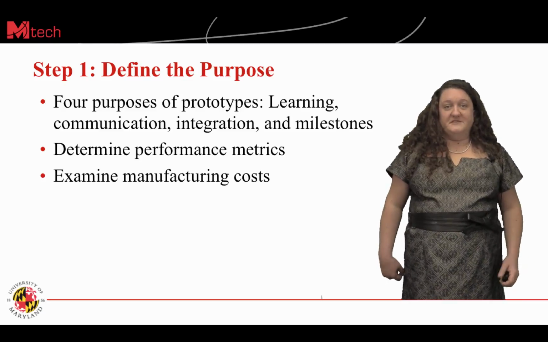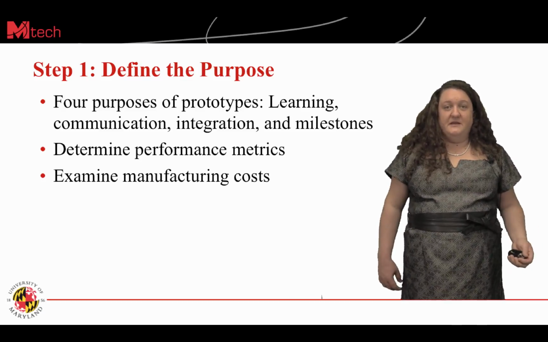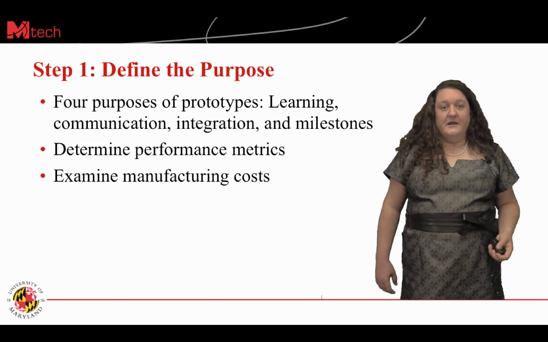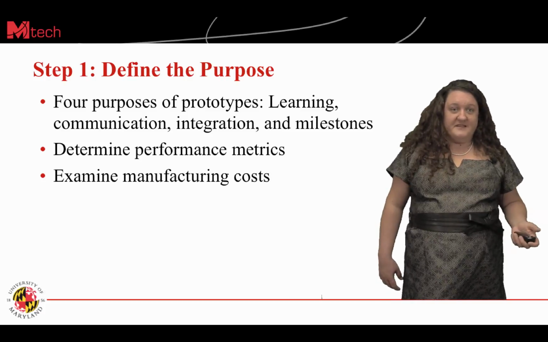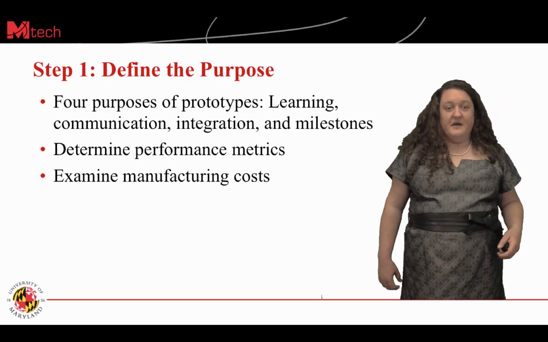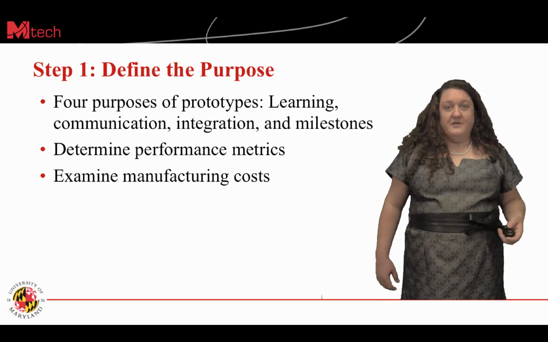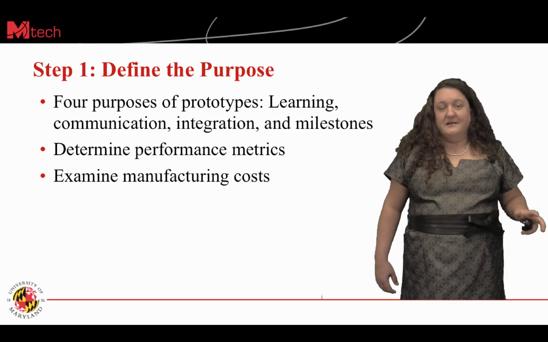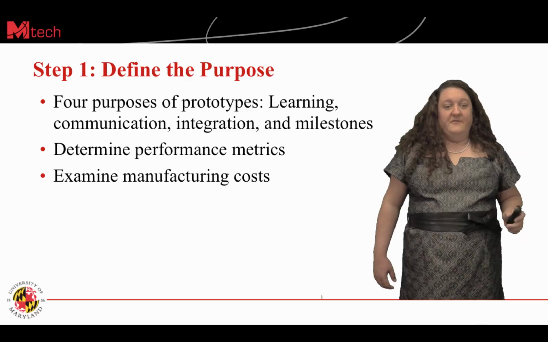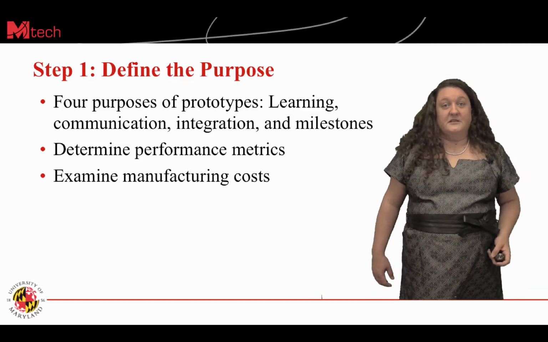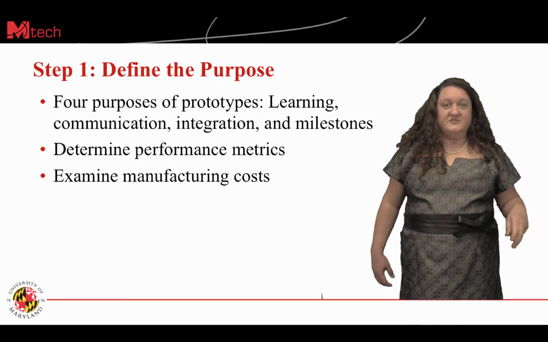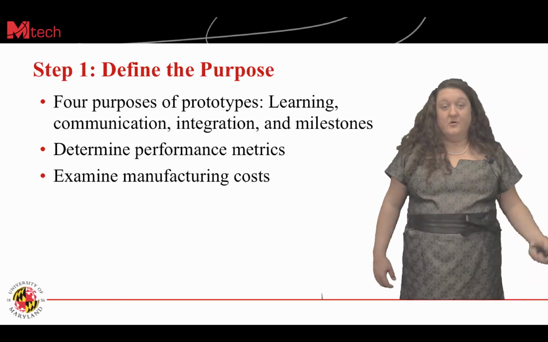So determine performance metrics, whether it's speed, weight, pressure, it'll all vary. But for software, website-based products and applications, the performance metrics will largely have to do with speed and data, and maybe some other ones as well. But it'll all depend on your project. So examine manufacturing costs. Even if you've got a software product, take a look at the development costs and then also the distribution costs, and how you're going to do that.